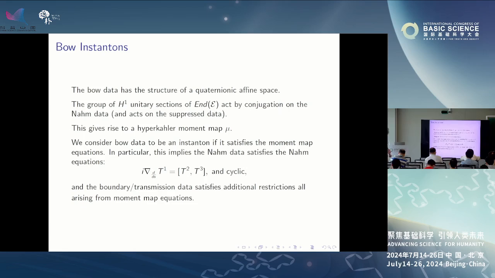And when you work out what those mean, and I will not do it at the board, that tells you, in particular, you get the familiar Nahm equations: d/ds of T1 is equal to the commutator of T2 and T3, and then cyclic permutations are the same. And then there are also additional restrictions on the boundary and transmission data that arise from the moment maps.